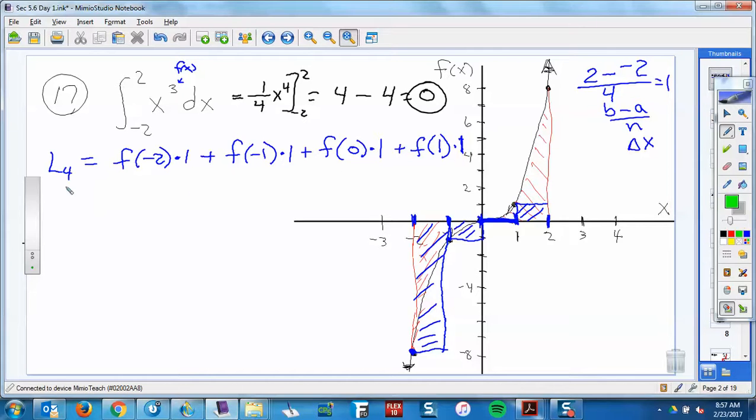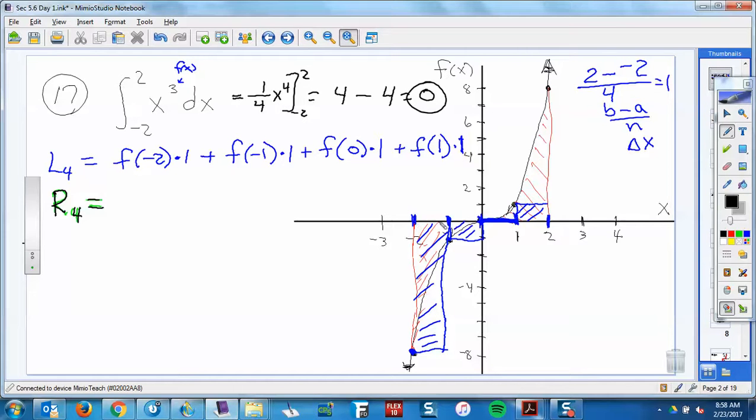Okay, now let's do rights. I'm not going to draw the right rectangles in there, but I will talk about them.